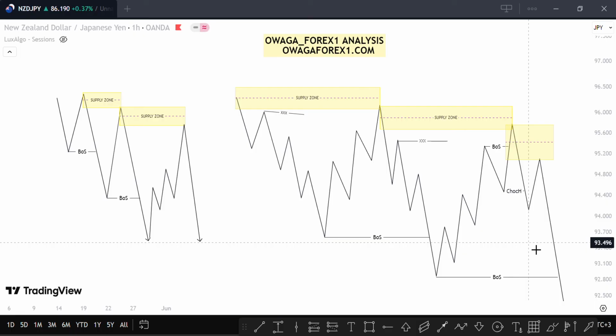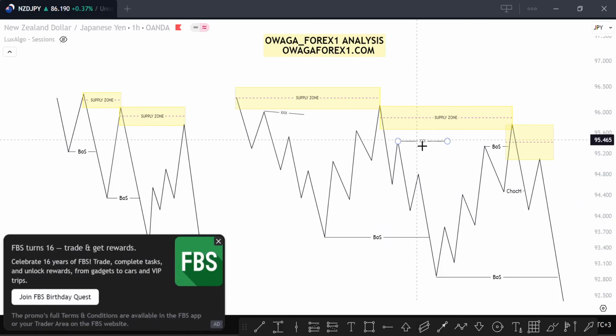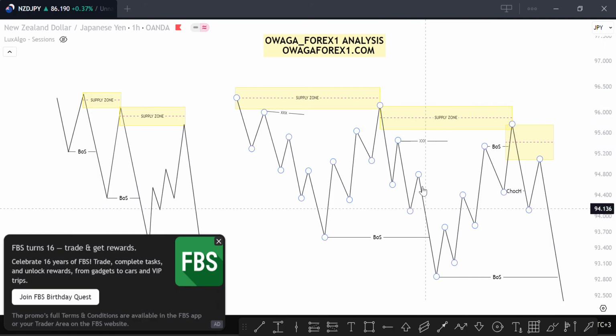Now, when I'm talking about the five factors, what are the five factors? First factor, I want to see an order block. Second factor I want to see, as the price is going, I want to see price creating inducement with a fair value gap above it. In this case, we are bearish.